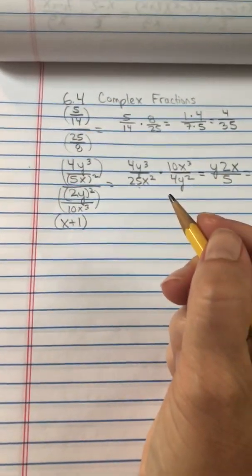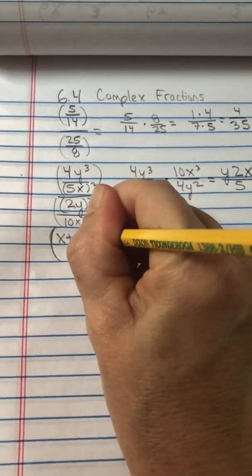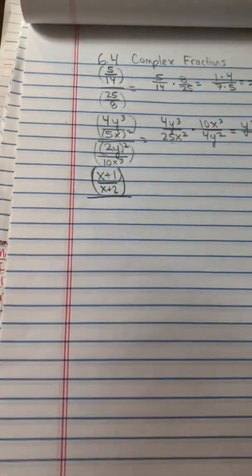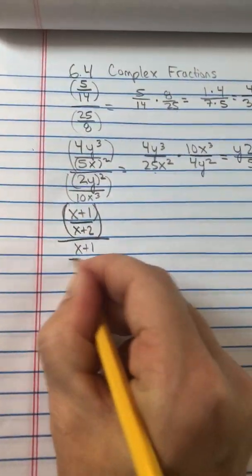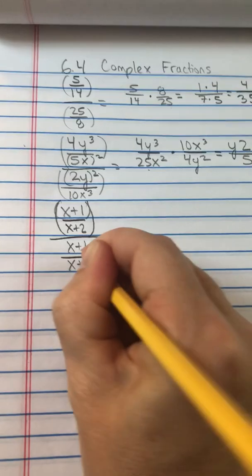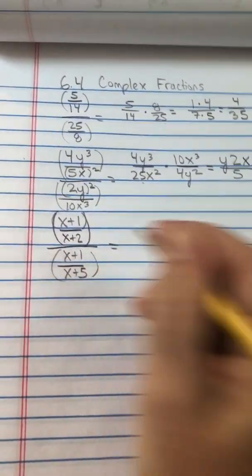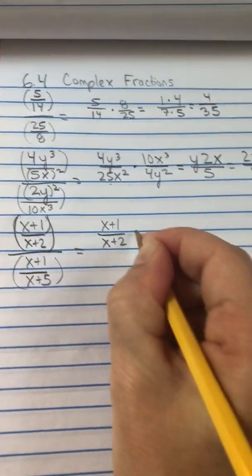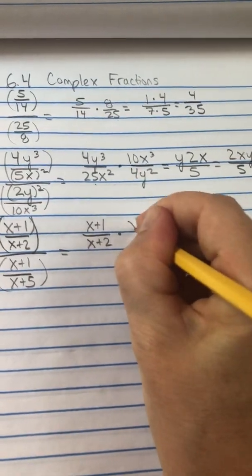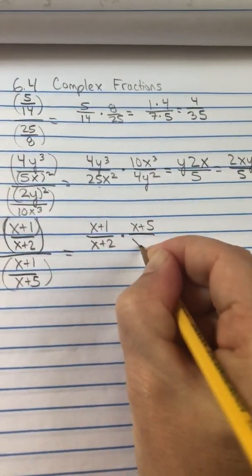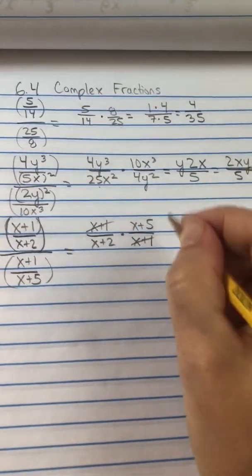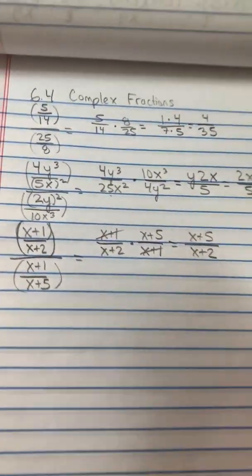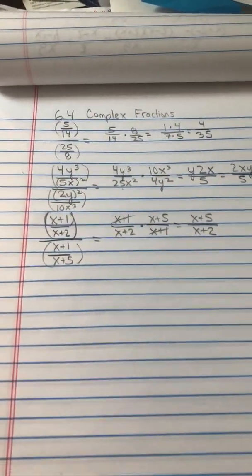All right, x plus 1 over x plus 2. Let's see what they did here. x plus 1 over x plus 2. And that's all going to be over x plus 1 over x plus 5, which will be nice, and you'll see that in a moment. Okay, so you'll get x plus 1 over x plus 2 times the reciprocal of this, x plus 5 over x plus 1. So these will cancel out, leaving you with x plus 5 over x plus 2. Okay? All right.